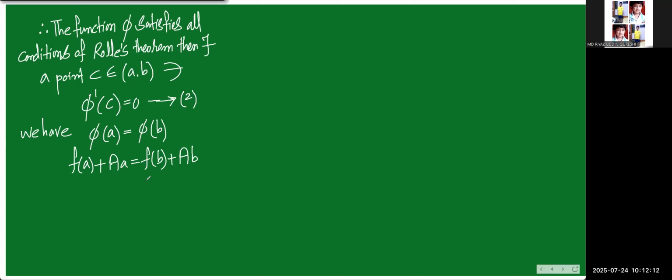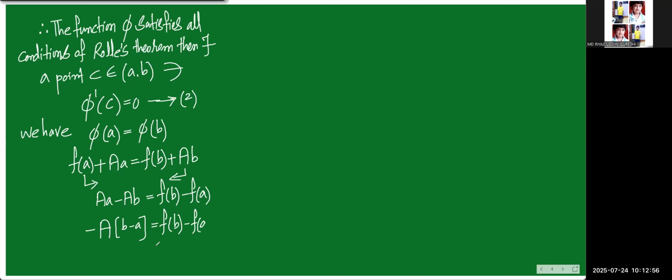इसको सिंप्लीफाई करो. कैसे सिंप्लीफाई करेंगे? इसको इधर भी जाती, इसको इधर. तो क्या, capital A small a minus capital A small b is equals to f of b minus f of a. इसमें से कैपिटल A अगर कॉमन ले लिया तो a minus b, और अगर माइनस को भी कॉमन ले लिया तो b minus a, is equals to f of b minus f of a.